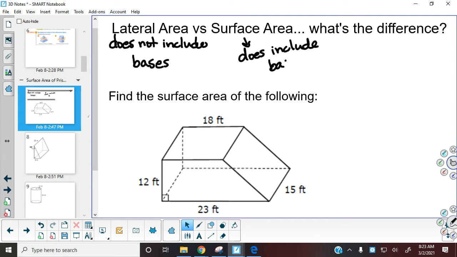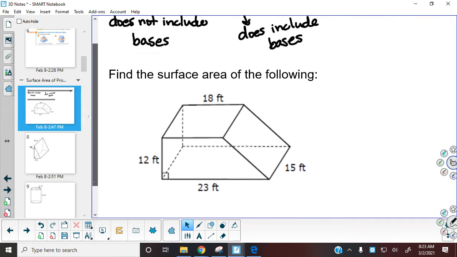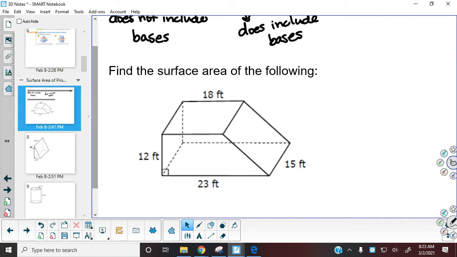the bases. Okay, so as you guys look at this, if we look at the three-dimensional figure below, when we're finding the surface area of the following, all that we need to do is find the area of each one of those faces, with an F, faces, and then add them together. So let's start with the bases.